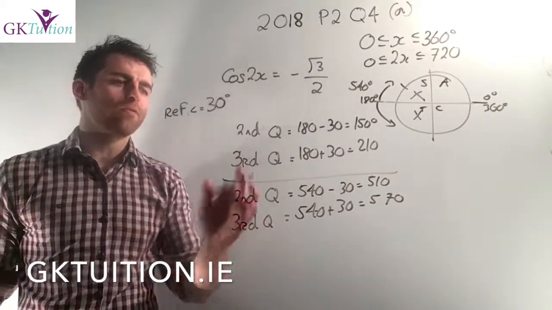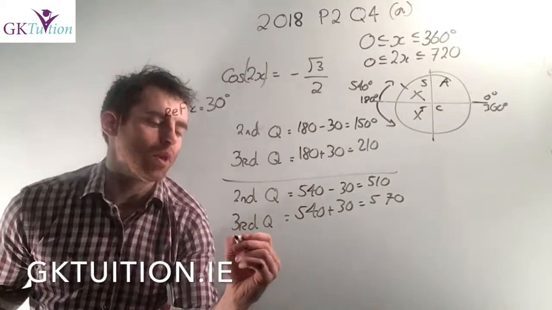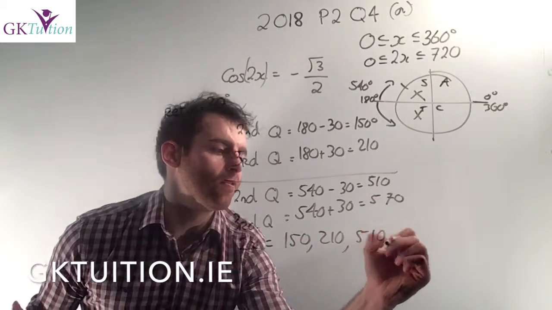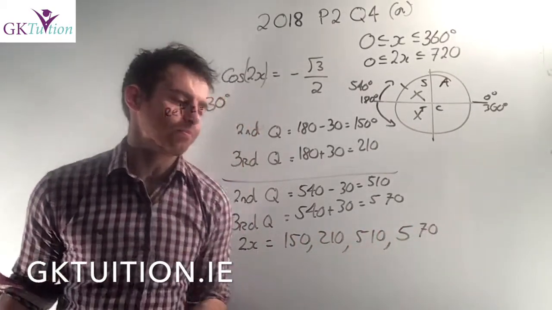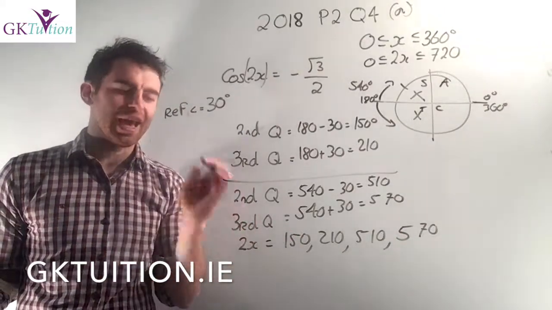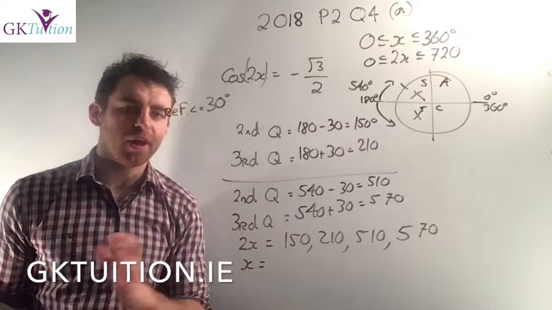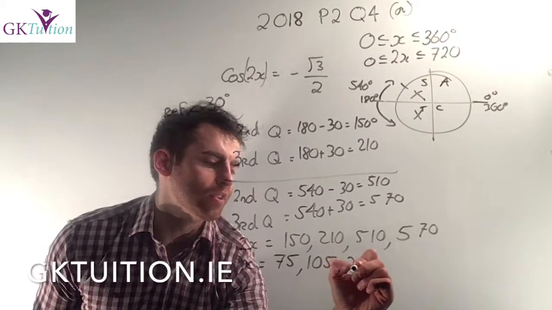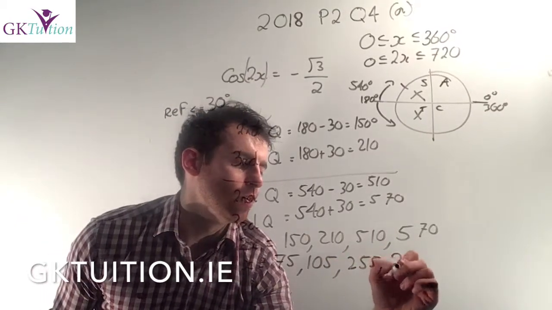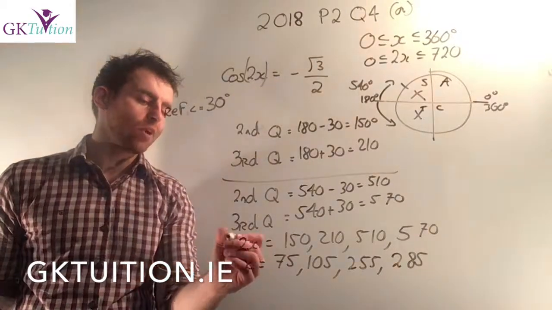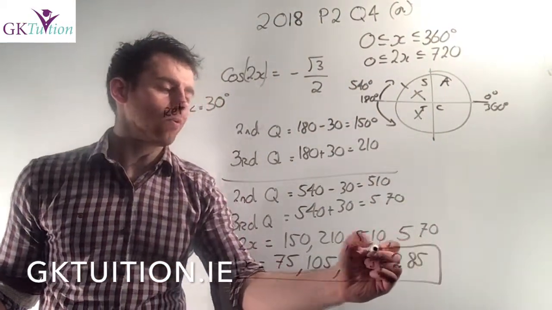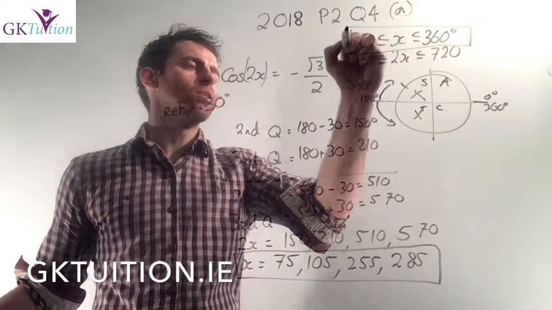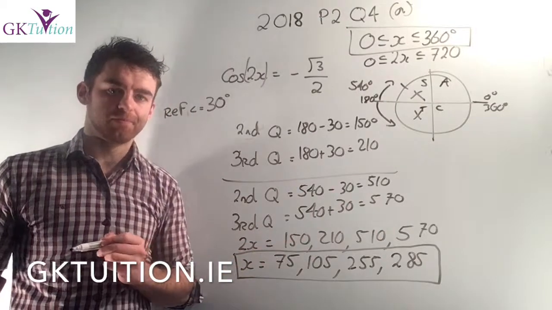So you've worked out 4 different values, but you've worked out values for 2x. You've worked out that 2x is equal to 150, 210, 510, and 570. But obviously you don't want 2x, you want x. So in order to get x on its own, you divide all of your values by 2. So your answers are 75 degrees, 105 degrees, 255 degrees, and 285 degrees. Notice that your 4 answers are within your original domain. Your original domain was all of the values need to be between 0 and 360, which they are.